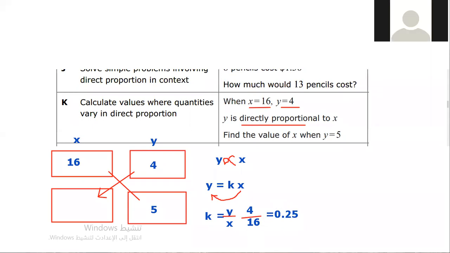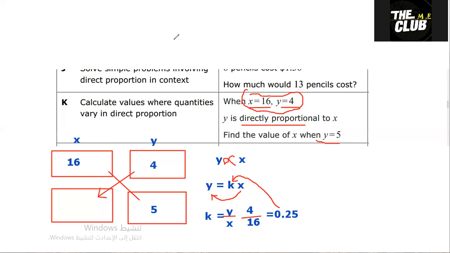Mr., why didn't we divide 5 instead of 4? Because these are the numbers that I have, and this is the question. I can't use this until I find k. Now we take 0.25 and substitute it into the first equation. I put it here, so y equals 0.25x. I write it like this.